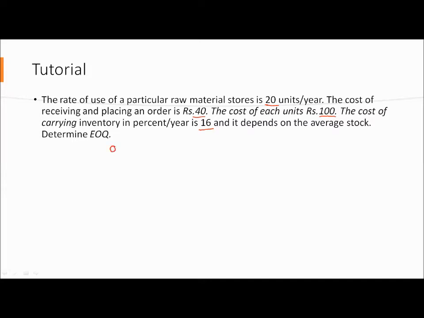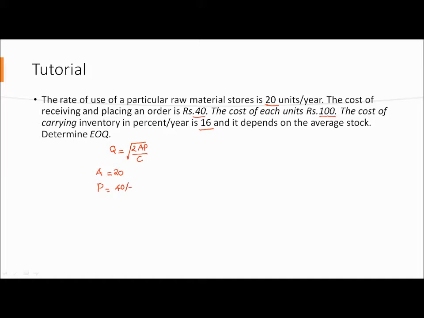We will have to find out the value of Q in this particular problem. So Q is equal to root of 2AP divided by C. What is A? A is the number of items consumed per year. In this particular case it is 20. And P is the procurement cost, which here is the cost of receiving and placing an order, around 40 rupees.